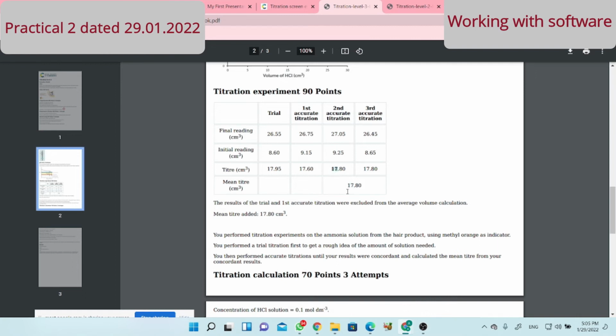So both readings are the same. So the mean titer reading is the same. Okay, here, how many titer readings are there? Three. But when you worked on the first experiment, only two were there. But for this experiment, titration number 3, three readings are there. The average of these three readings, the final titer reading, is what is important.